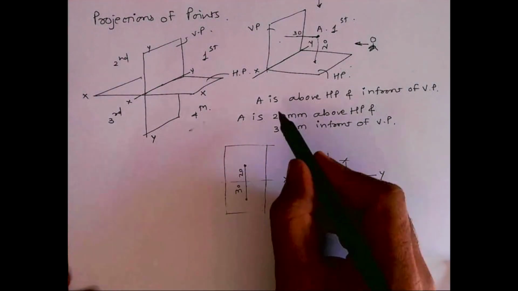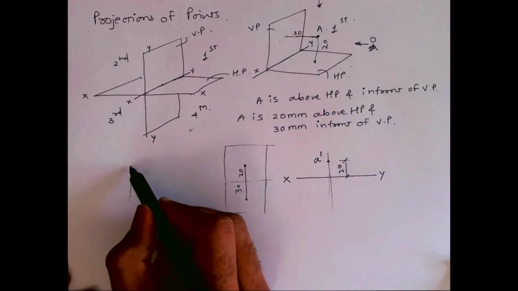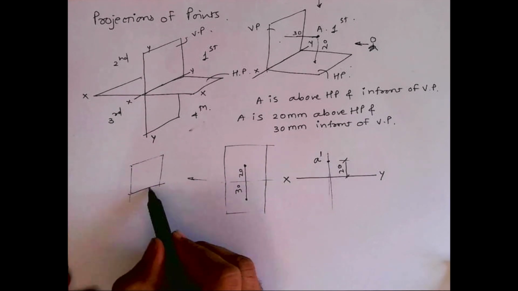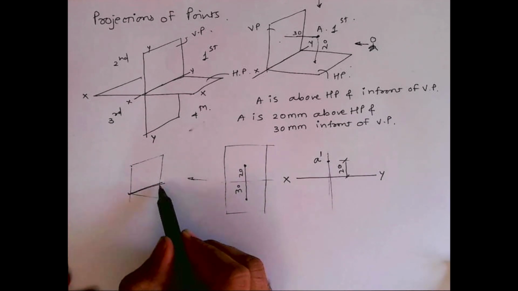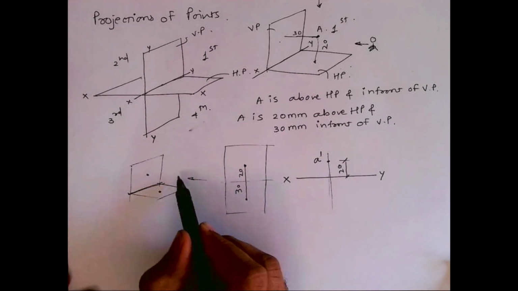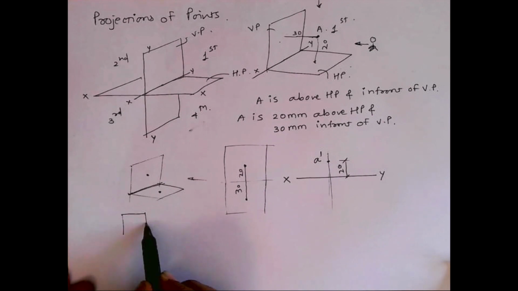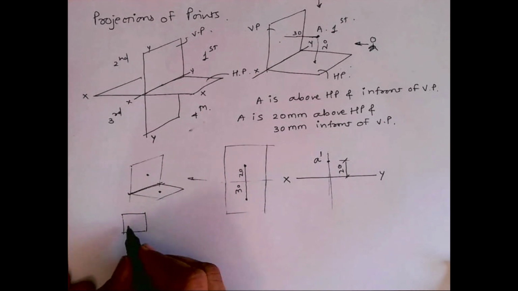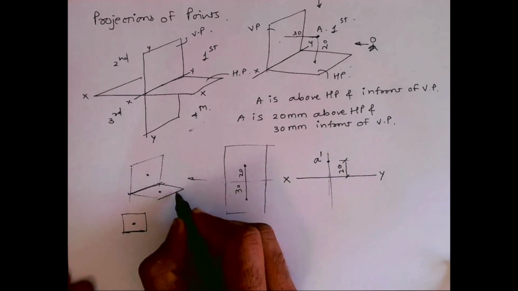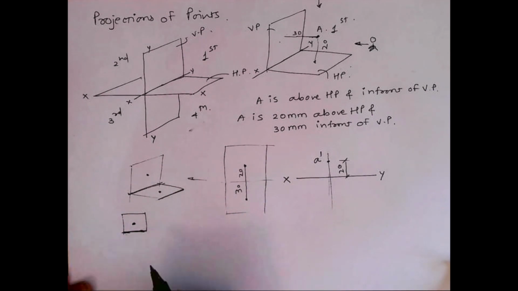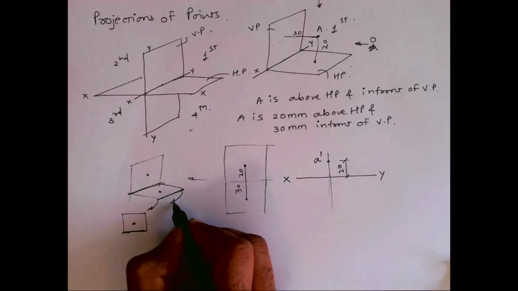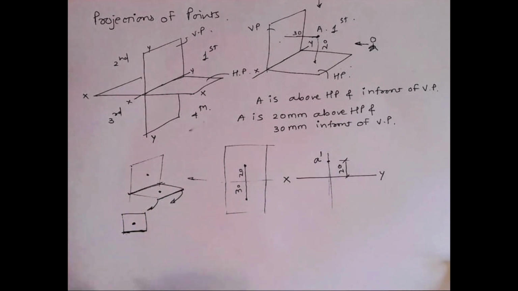So the problem is, when observer will see from the front, I'm drawing it again. When observer will see from here, this is front view, this is top view. When he will see from here, he can see only front view. Right? He can't see top view. He can see only a line. That entire horizontal plane will appear as a line. So he can't see. So what we need to do, we need to rotate this.